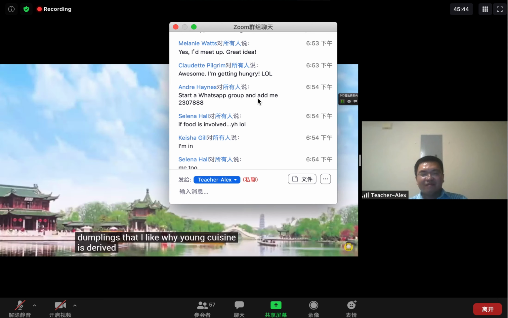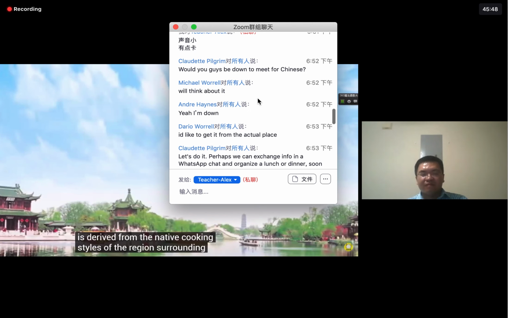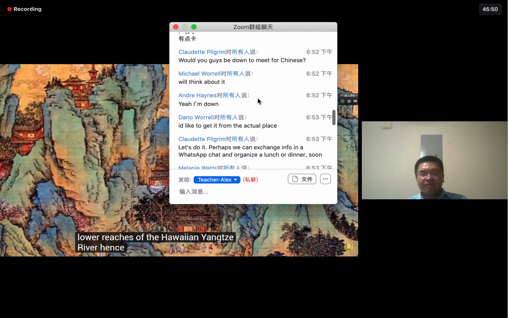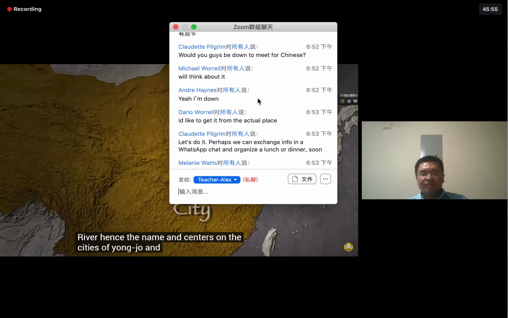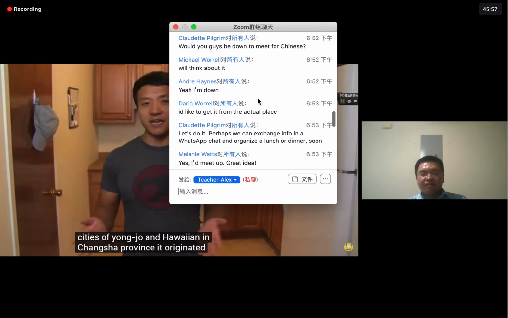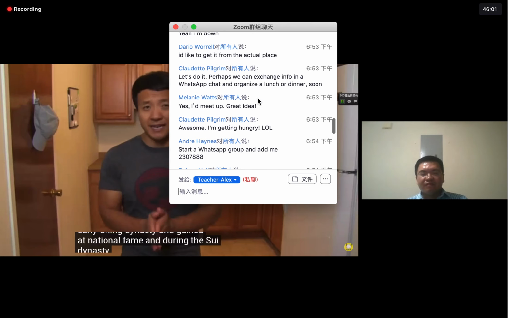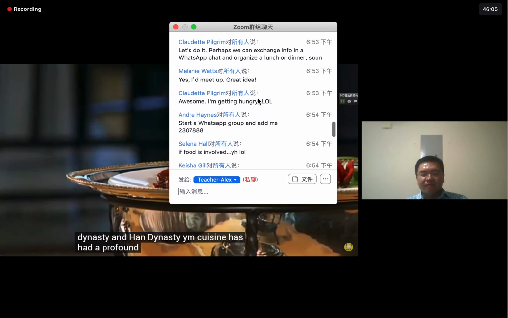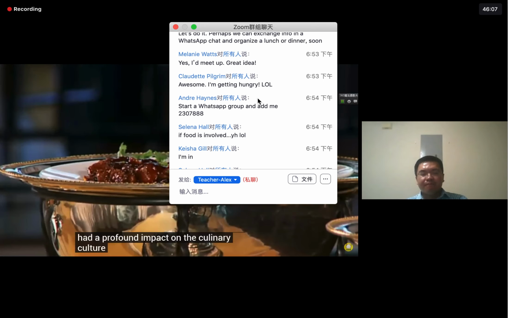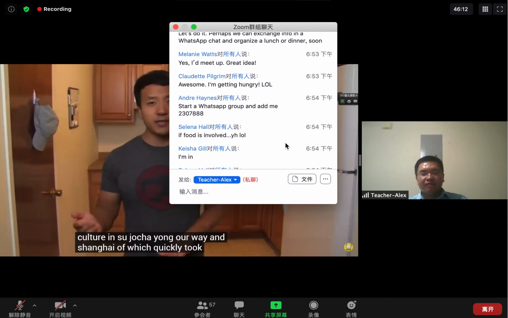Huaiyang cuisine is derived from the native cooking styles of the region surrounding the lower reaches of the Huai and Yangtze River, hence the name. And it centers on the cities of Yangzhou and Huai'an in Jiangsu province. It originated in the early Qing dynasty and gained national fame during the Sui dynasty and the Tang dynasty. Huaiyang cuisine has had a profound impact on the culinary culture in Suzhou, Zhejiang, Anhui, and Shanghai, all of which quickly took on their own characteristics.